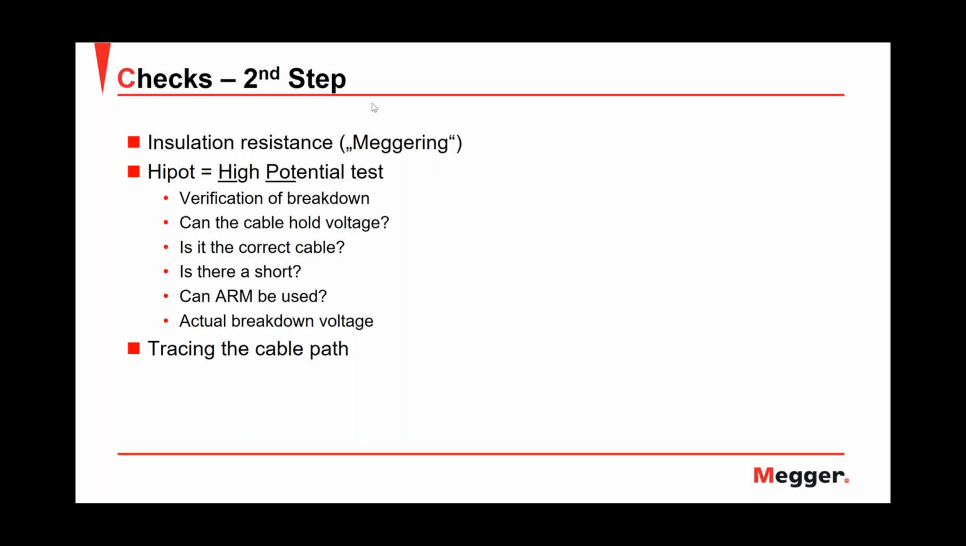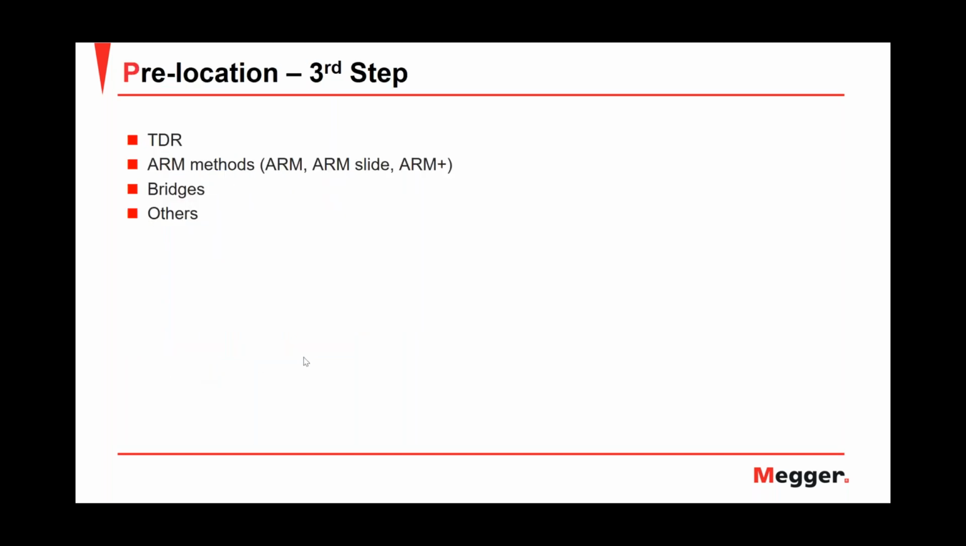So for that reason, this second step, the checks, is very important, because it will provide me with important information. And the last point in the checks, of course, is if I have no idea where the path of my cable is, I will do a tracing to get the information regarding the path of my cable. So let's continue with the third step, that is the prelocation.